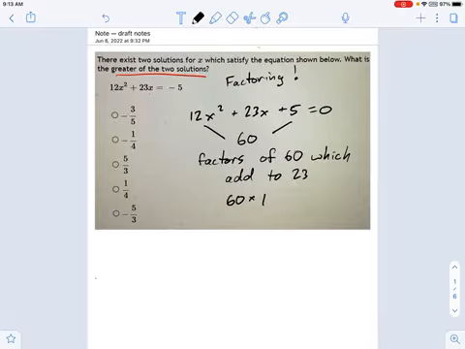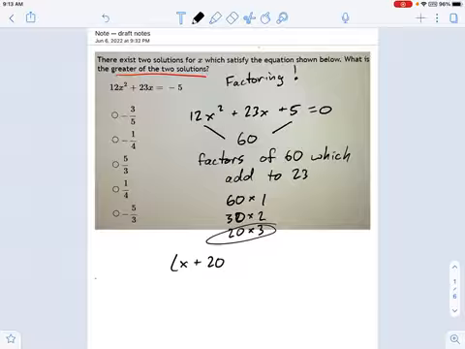Okay, so I go through my list of 60 factors. I got 60 times 1, 30 times 2, 20 times 3. There we go, bingo. 20 times 3. If I add 20 and 3 together, I get 23. So I'm going to use this guy right here and say super. That means x plus 20 times x plus 3 is my factored form. Now, here's the problem. It's not true. If you say x times x, you get x squared, not 12x squared.